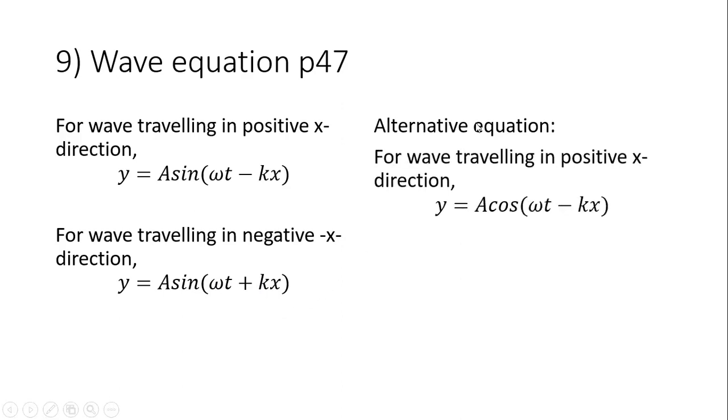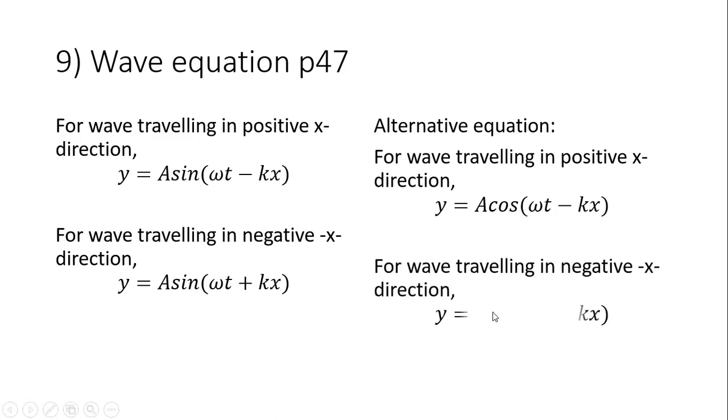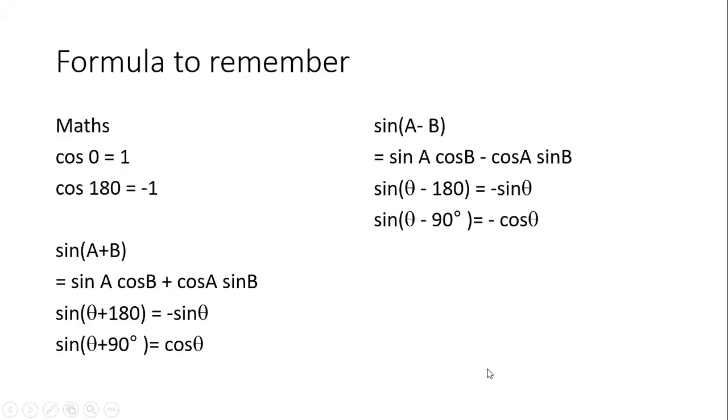Alternative equation, we can have a cos graph, same thing. Negative means positive direction. Positive means negative direction. That's all. It's a cos graph. If you have forgotten, this is a formula that I've gone over with you. You need to memorize that. Sine theta minus 180 becomes minus sine theta. Sine theta minus 90 equals minus cos theta. Just use this formula and this formula to get your equation.